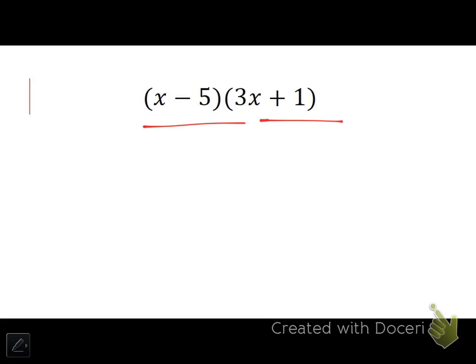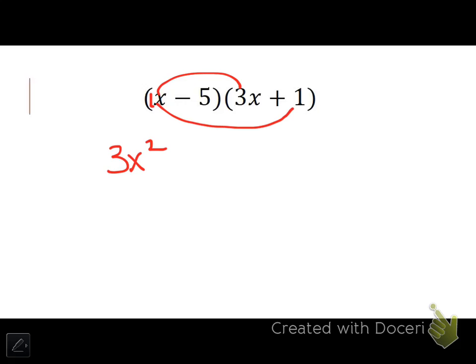Okay, I see two binomials, so I know I got to FOIL it. So first is x times 3x. That'll give me 3x squared. Remember, the only thing, if this was a 1 in front, it'd be 3 times 1. That's how we get that 3 out there. It's not a 4x squared because we're multiplying.